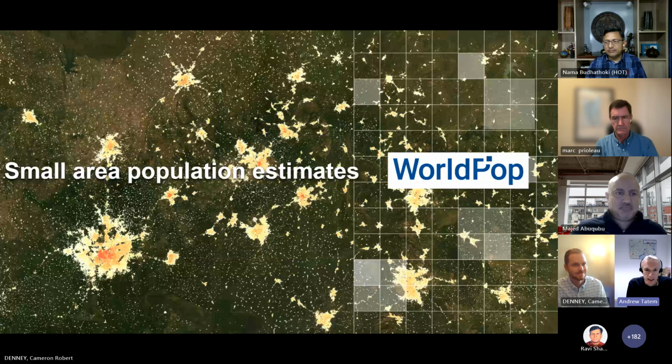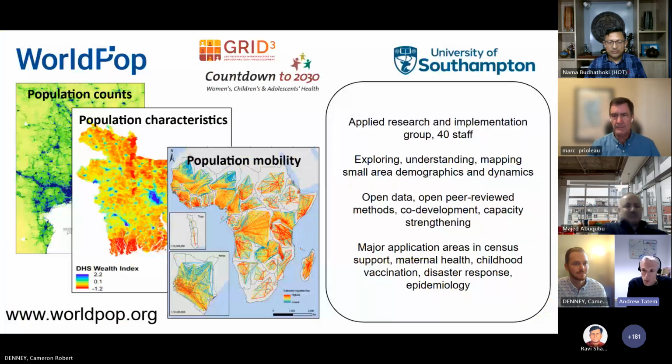Thanks, Cam. Yeah, this is again another good setup because at WorldPop we're a user of Overture data and OSM data, and we focus on populations. So go to the next slide. We're maybe an outlier here. We're within a university. We're at heart a research group, but also produce open data sets. So we're mapping population counts, characteristics, and mobility patterns, and their use in areas such as sensor support, disaster response, epidemiology.